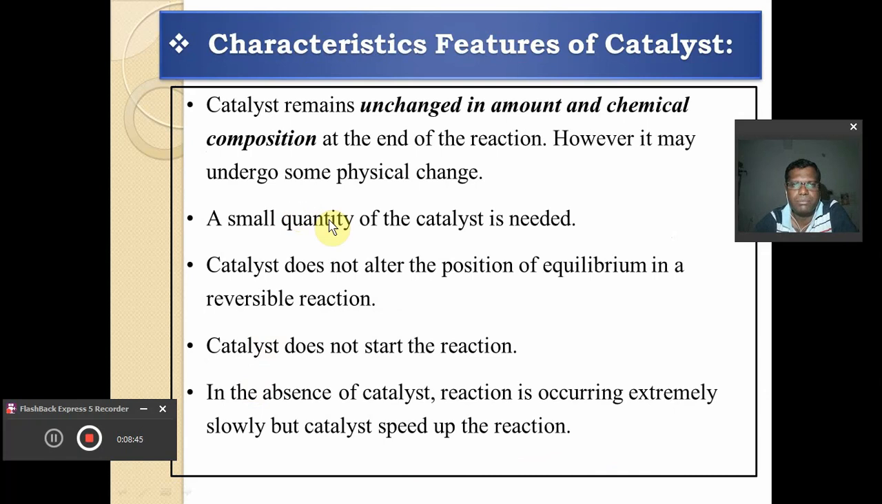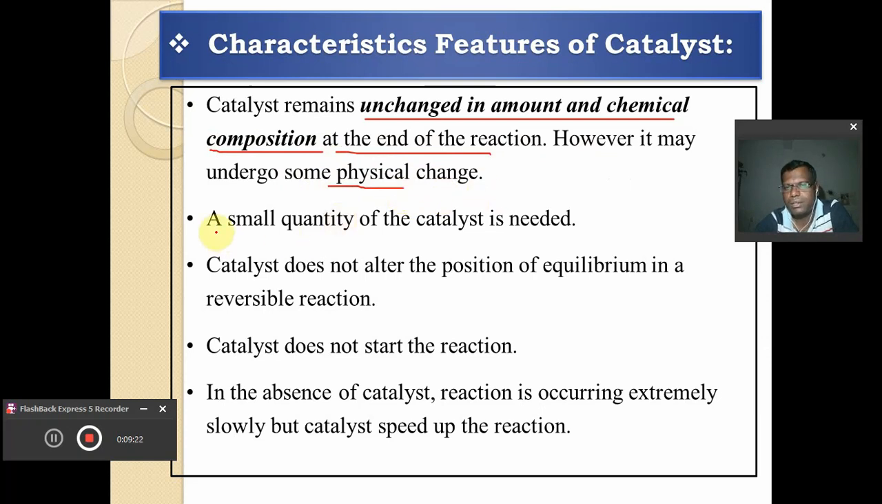The first characteristic of the catalyst is that it always remains unchanged. It's very important. It remains unchanged in amount as well as in chemical composition. So the amount and the chemical composition of the catalyst always remain unchanged. Though it takes part in the reaction, it remains unchanged at the end of the reaction. But it may show a change in the physical properties or the physical shape, or it may show a physical change.